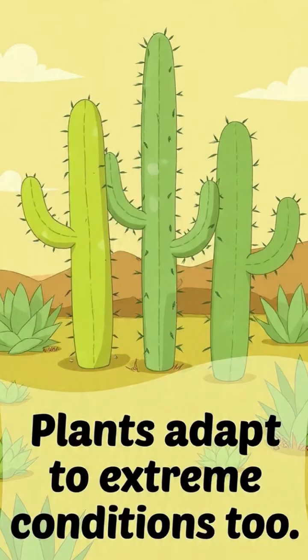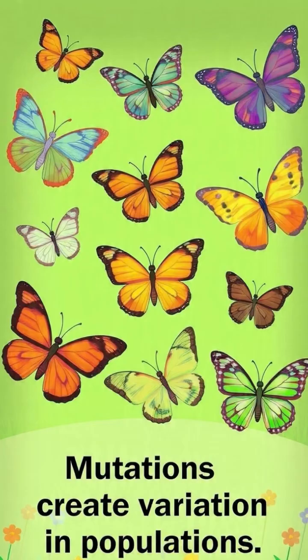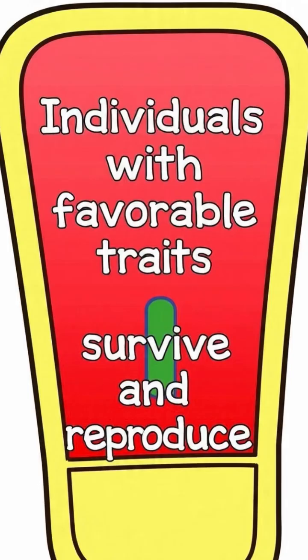Desert cacti demonstrate structural adaptations to extreme environments. Features like reduced leaves and water storage enhance survival in harsh conditions. Butterflies with different color patterns illustrate mutation and variation. Some colors provide camouflage, increasing the likelihood of survival. A fitness meter cartoon shows individuals with stronger traits surviving. Traits that increase survival and reproduction spread in populations.